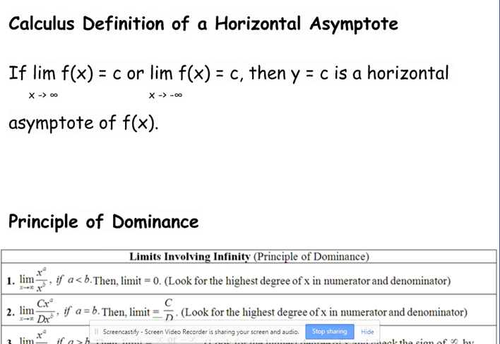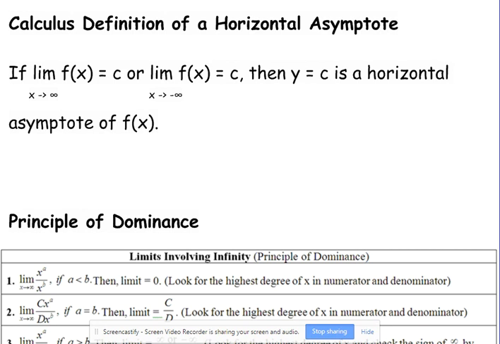Remember in pre-calculus I told you that we can cross a horizontal asymptote in the middle of the function. It doesn't happen a lot, but sometimes a horizontal asymptote is crossed in the middle of a function. But on the ends, that's where it's headed. It's talking about the end behavior. So if the limit as we approach infinity of a function is c, or as we approach negative infinity is c, then y equals c is your horizontal asymptote.